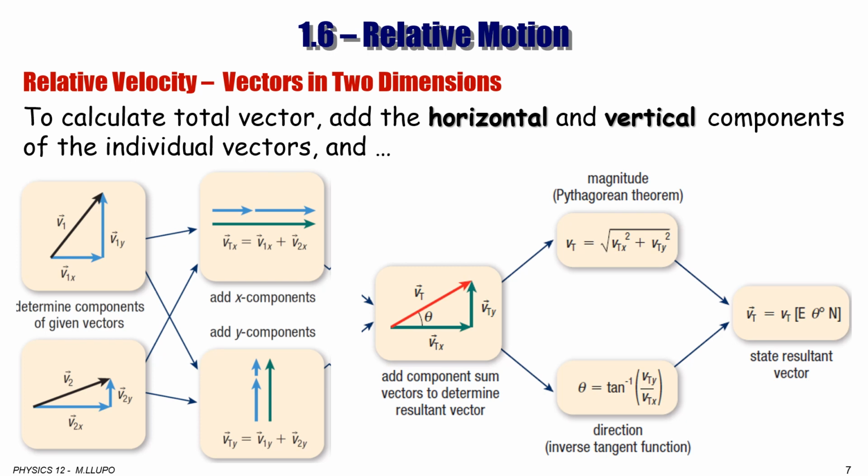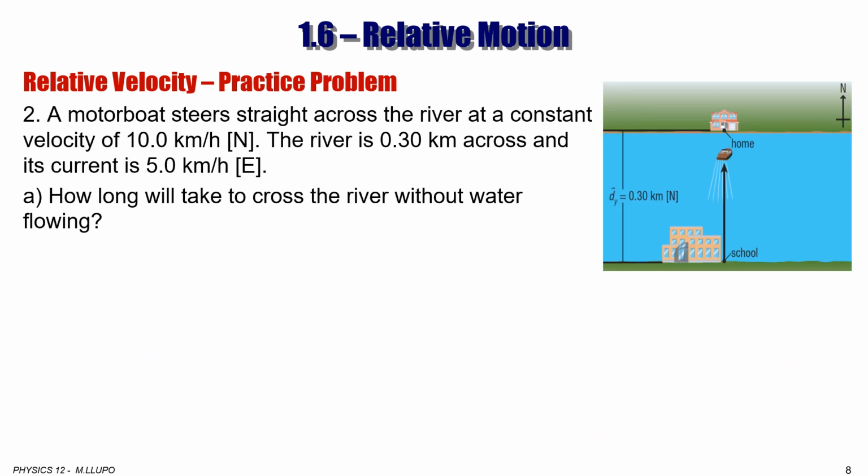So relative velocity is a vector addition of two vectors, or two velocities, that are related to each other. Sometimes we may have two velocities, sometimes we may have three. We use the same method. We add all x components together and we add all y components together to find that total or relative velocity. But we should do some practice. Otherwise, it is very difficult to understand the concept without doing practice.